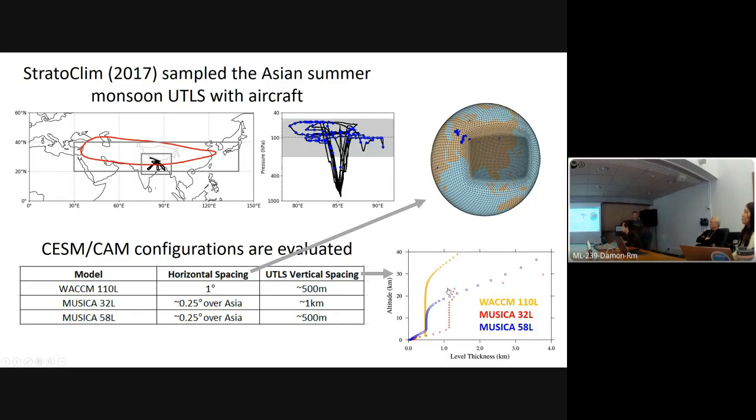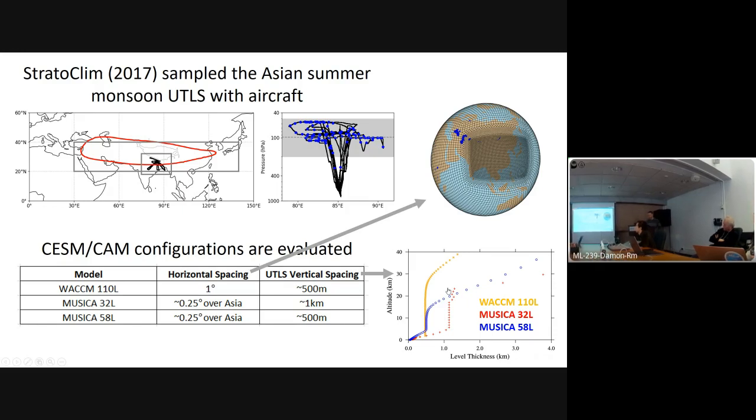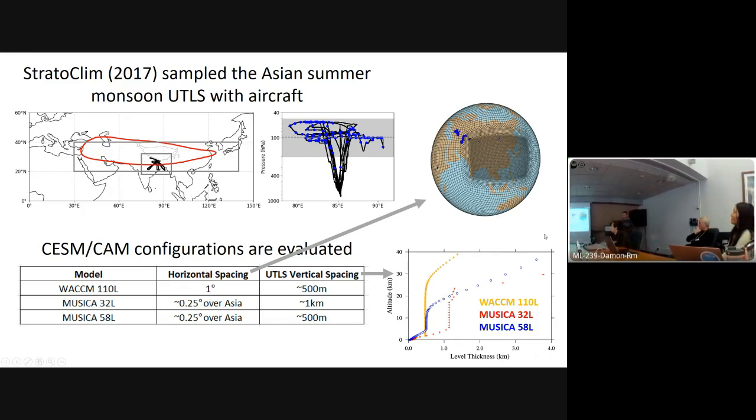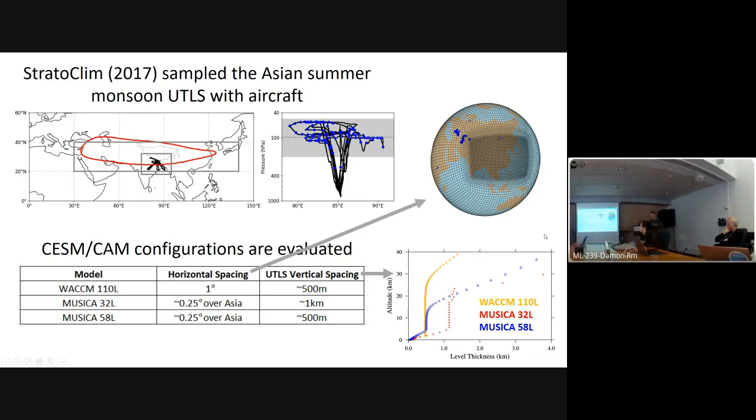And then this is a plot that June made, thank you, June, showing the vertical spacing to highlight the differences. Again, we have the higher horizontal resolution in the grid, but the WACCM 110 level in orange has the highest vertical resolution throughout the UTLS layer. Although the 58 level has a higher vertical resolution, which is true, the enhanced vertical resolution doesn't quite reach as high as we would like into the lower stratosphere. So there's perhaps some limitation with that still, but nonetheless, we're trying to analyze different configurations and look for differences.